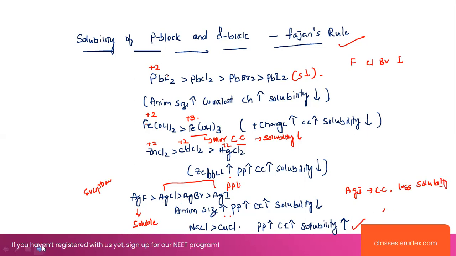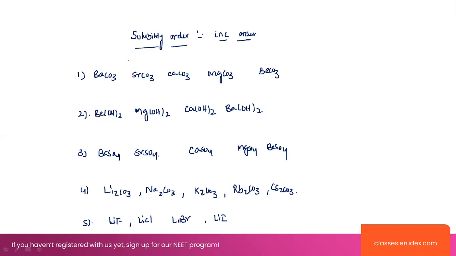Coming to the next one, some examples are given here. Based on this, look at the orders. Barium carbonate, strontium carbonate: increasing order. In this case this is large size, this is large size, and here it is small size, large size. So increasing order.